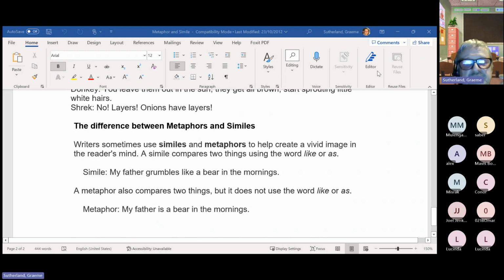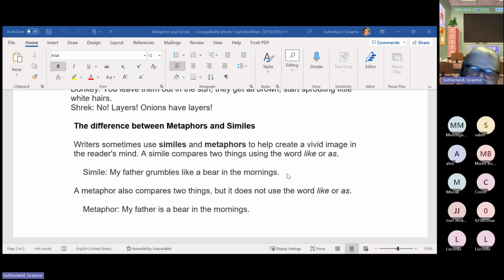The basic difference between metaphors and similes is that they both help create a vivid image in the reader's mind. A simile compares two things using the word like or as. So a simile would be, my father grumbles like a bear in the mornings. And you get that image of the bear romping around your father's bedroom and throwing things about. But you're still talking about your father.